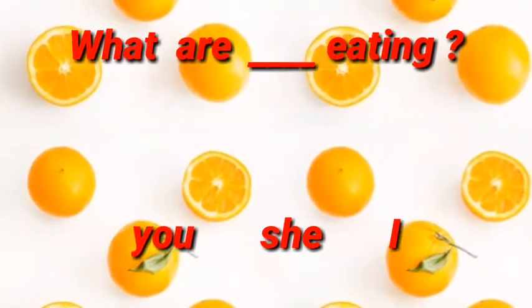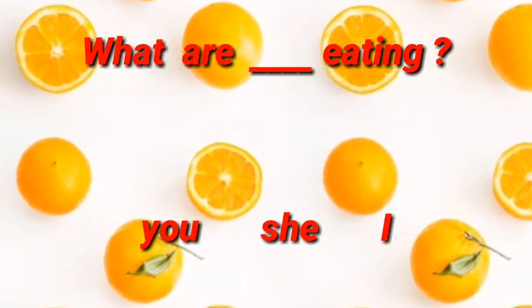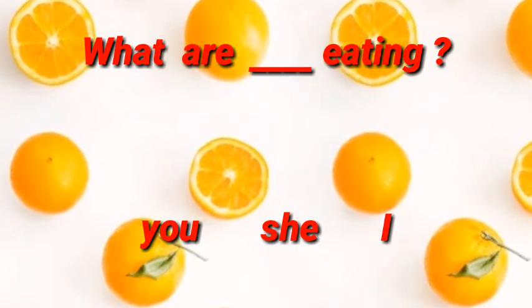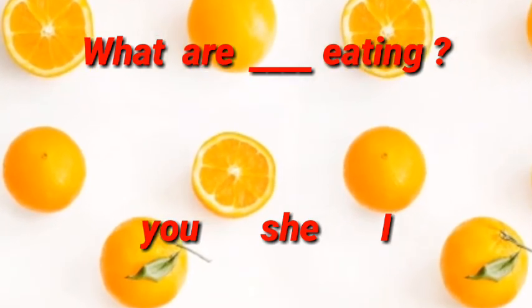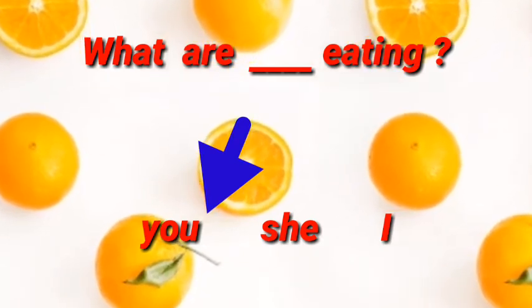So "What are dash eating?" is the next sentence. You, she, I are the options. I is for am, she is for is, and you are is for are. Okay, "What are you eating?" is the correct sentence.